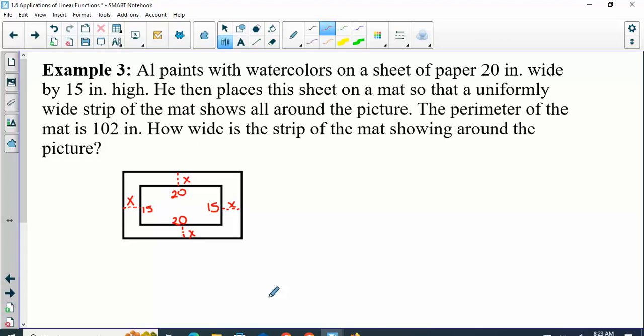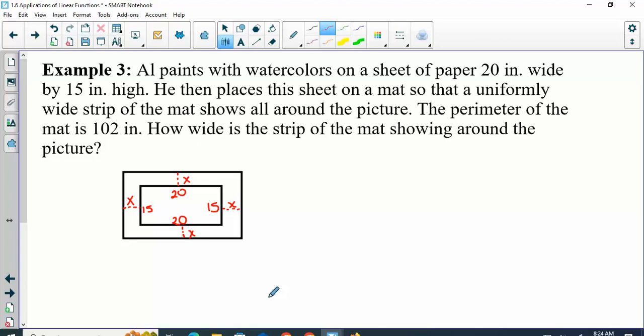Is everybody with me to this point? So then it says the perimeter of the mat. Okay, we know perimeter means we add all four sides. But the mat is that outside, and do I have the lengths of those four sides? No, so we have to figure that out. All right, so let's think about my mat. So how far is it from here to here? X. X, that's the piece we don't know.